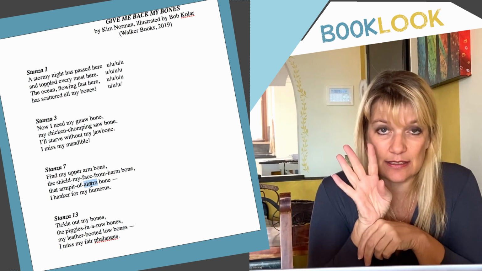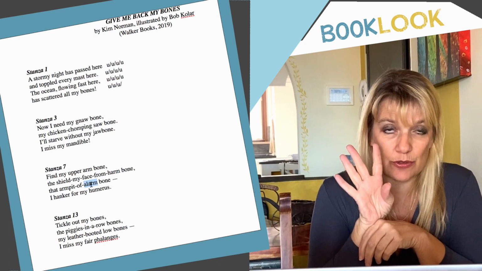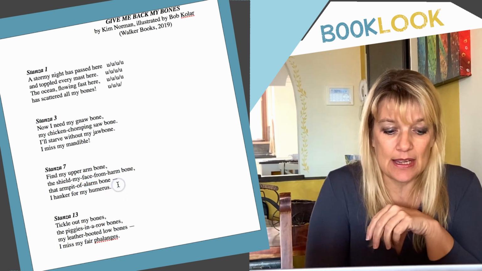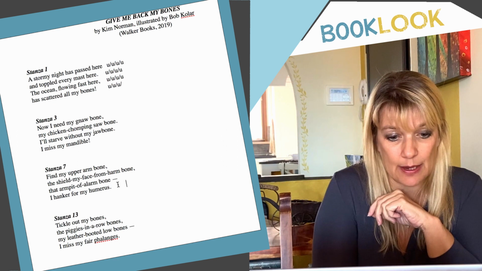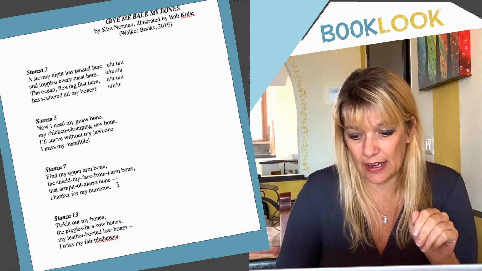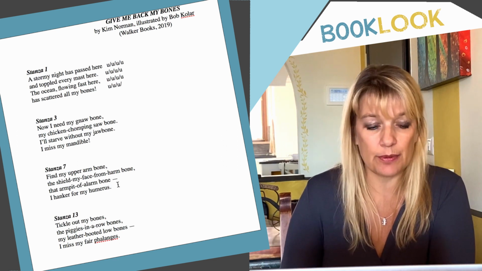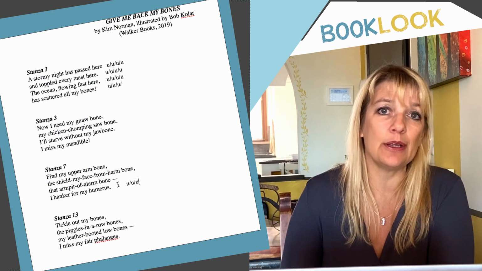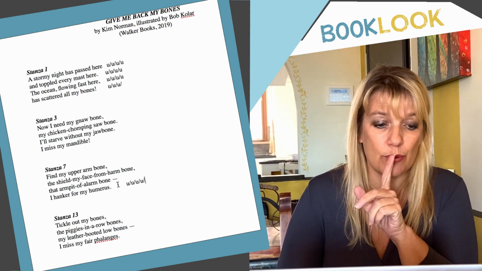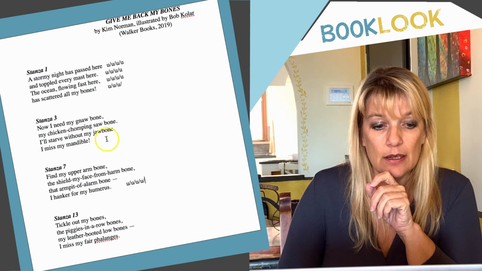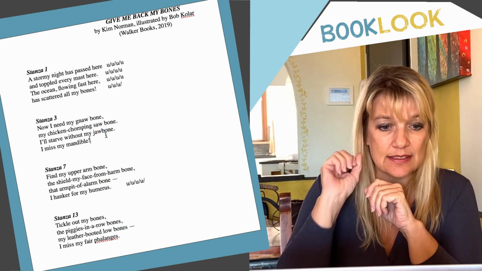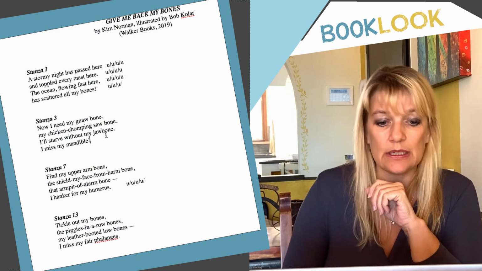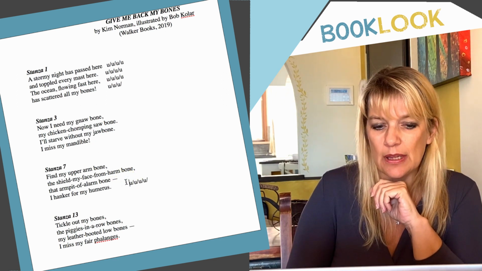In this case, we do have 4 stressed beats on the last line instead of 3. And that is a variation, because up until this time we've had trimeter, right? But here we have, I hanker for my humerus. There are 4. I miss my mandible. That's 3. Has scattered all my bones. That's 3. So this is a variation.